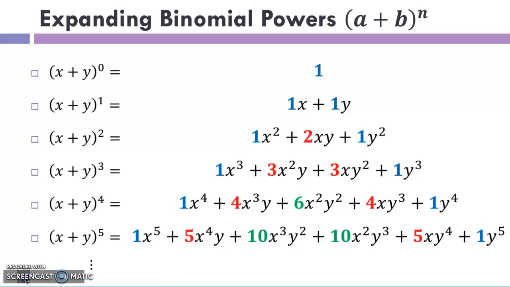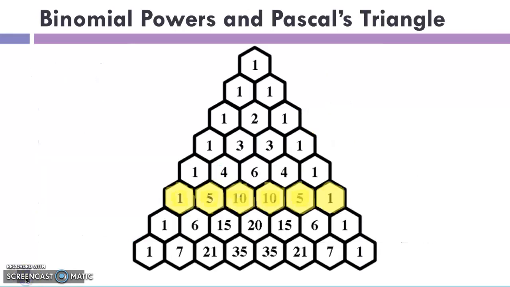We can get them from a cool little triangle, and that is called Pascal's triangle. How is this triangle formed? Well, we can put a whole bunch of ones down, and then we get to the next row by adding the numbers. So 1 plus 1 leads to 2. 1 plus 2, we get 3. 2 plus 1, we get 3. 1 plus 3, we get 4. 3 plus 3, we get 6, etc.